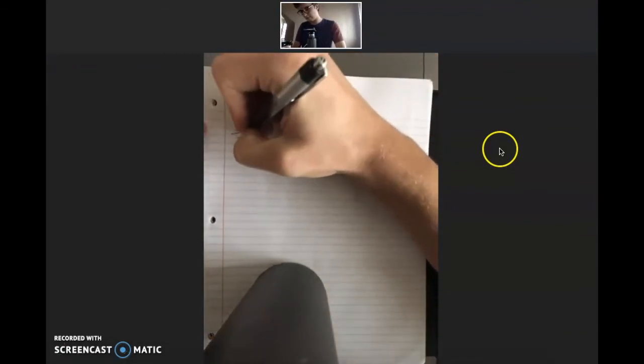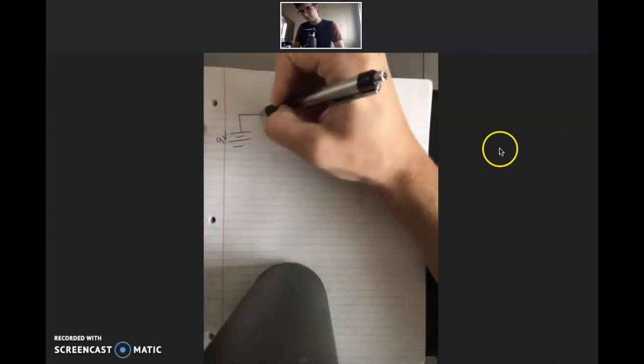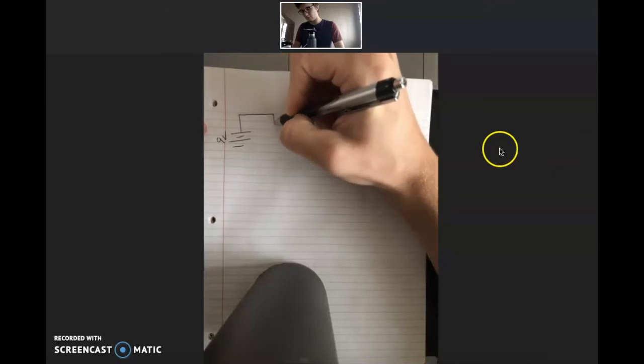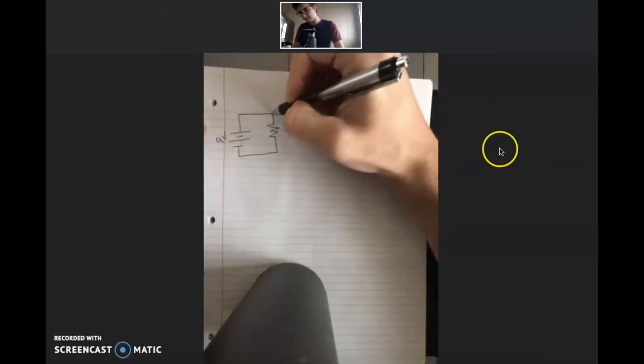So with a parallel circuit, I'm going to draw one out really fast. Starting here, we're going to do 9 volts going up. We're going to do one resistor right here, going back, another resistor right here.